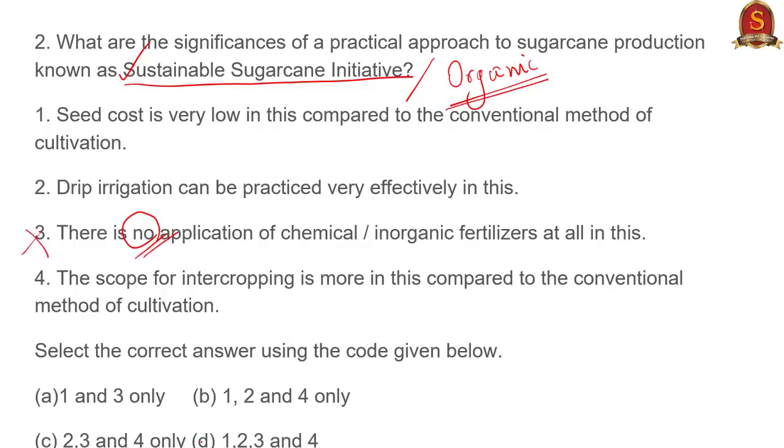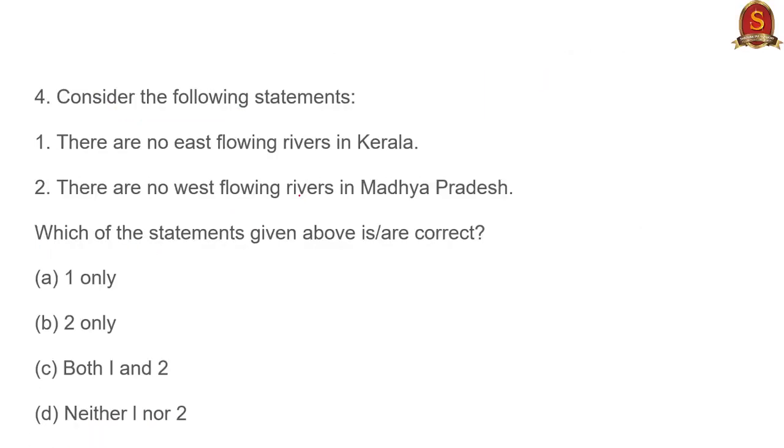If statement 3 is wrong, option D goes out, option C goes out, and option 1 goes out. The answer is B. It is that simple. You need not break your head thinking about drip irrigation or scope of intercropping or talking about seed costs. All you need to focus on is that in sustainable agriculture, you can use chemical fertilizers. That's the only thing which matters. So I hope you're getting the pattern clear now. Moving to the next question.